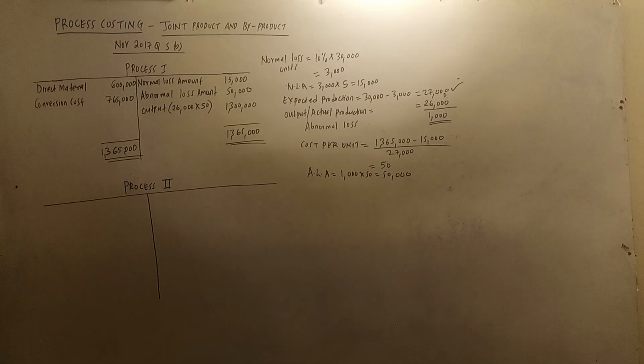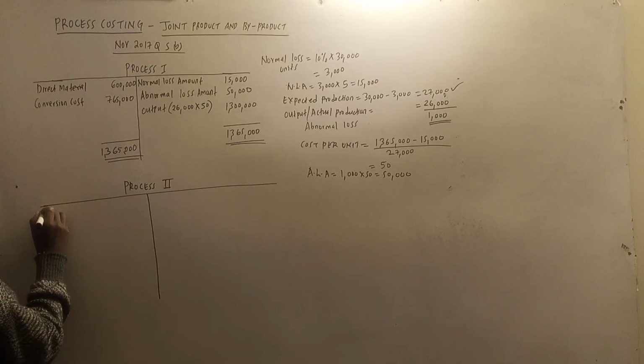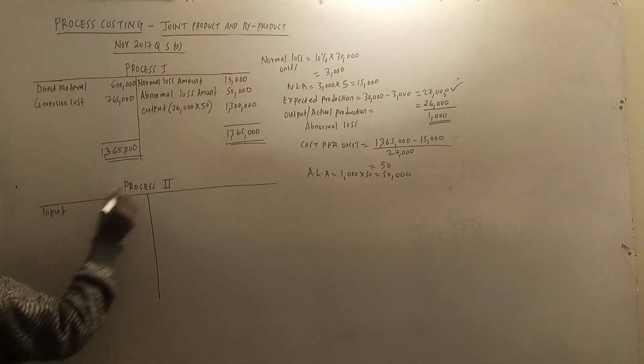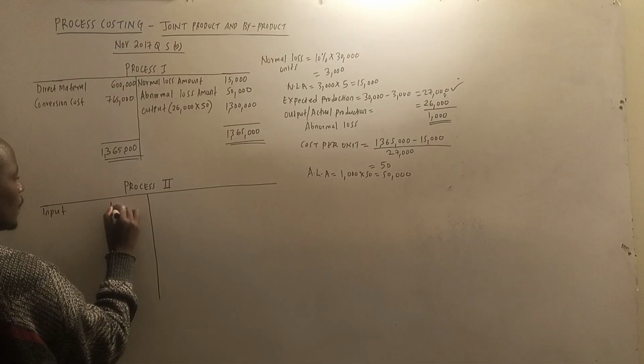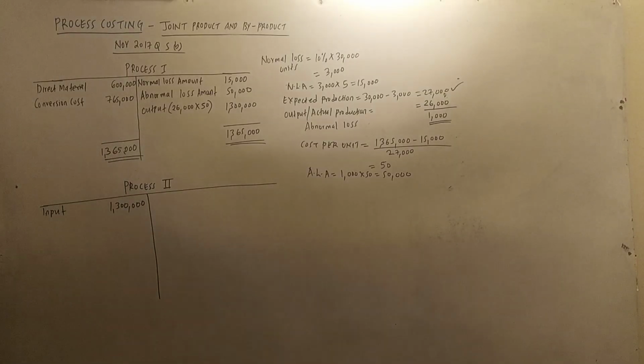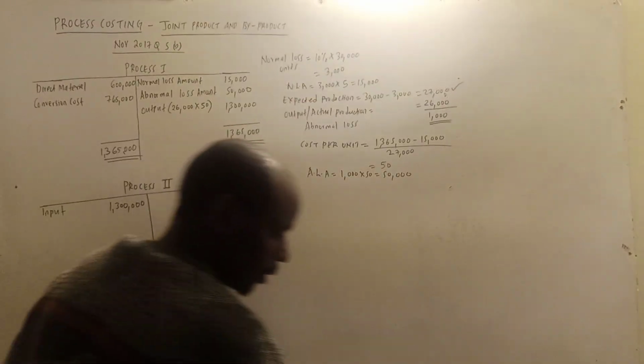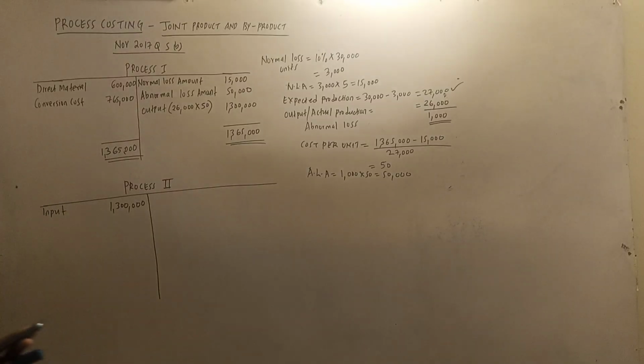Let's go to process 2. Now process 2, we start with output, which is input now. Input of 1,300,000. So we start with that first. So the output becomes the input. And then after that, we go to our equation.